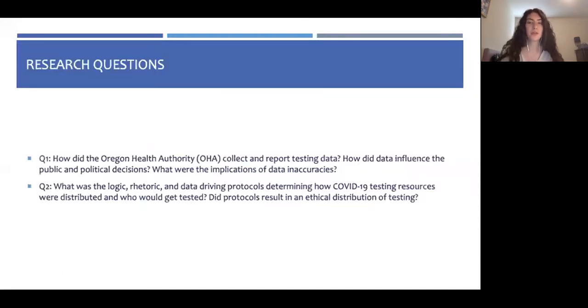In order to determine if Oregon's response met these criteria, I asked the following questions. How did the Oregon Health Authority collect and report testing data? How did data influence the public and political decisions? And what were the implications of data inaccuracies? I also asked what was the logic, rhetoric, and data driving protocols determining how COVID-19 testing resources were distributed and who would get tested? And did those protocols result in an ethical distribution of testing?